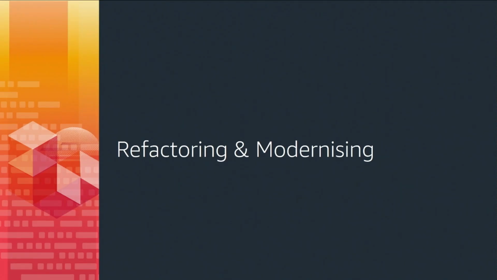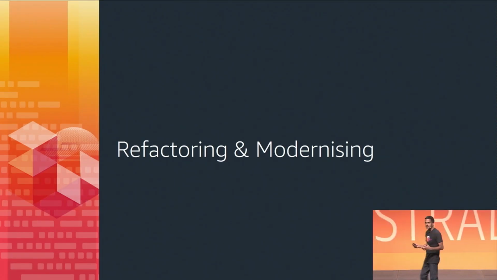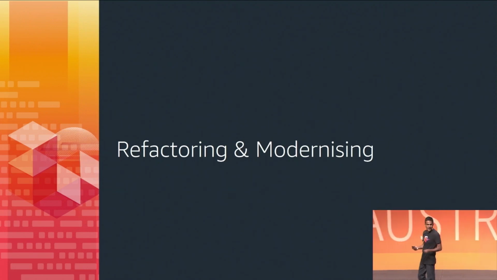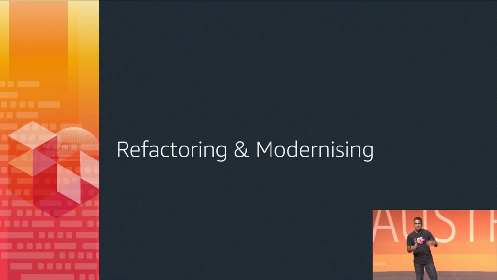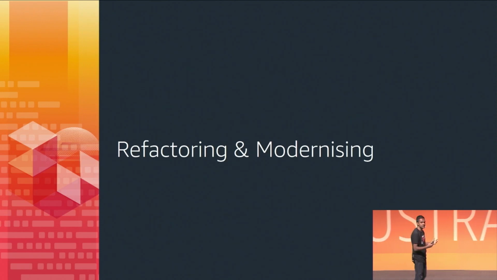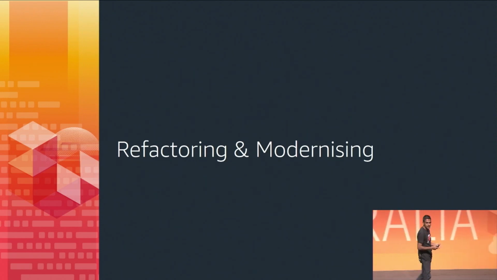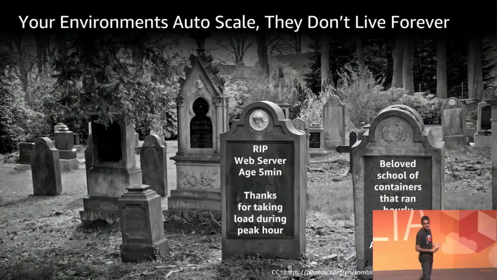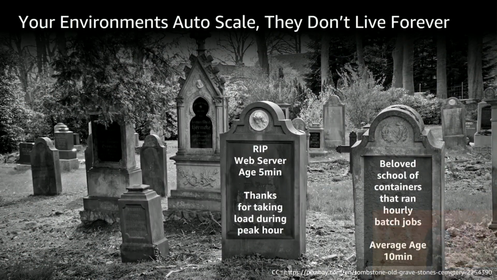So far, what we learned is about deploying and running these applications on AWS. But you also need to think about bringing the monolithic application as it is into AWS or cloud native or containerized environment is not the best approach. You need to do a bit of refactoring and modernization. The reason for that is your environments are different. Sometimes they auto-scale. Your web server is going to live only for 5 minutes. Your batch application may run for 10 minutes and going to die.